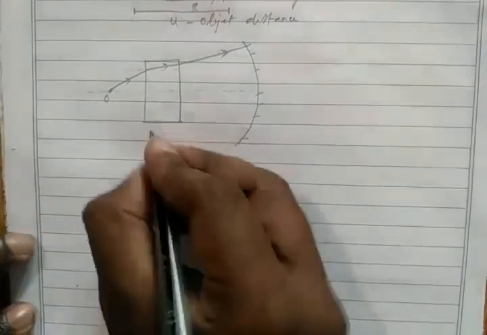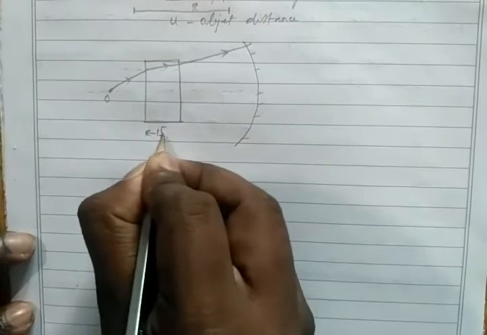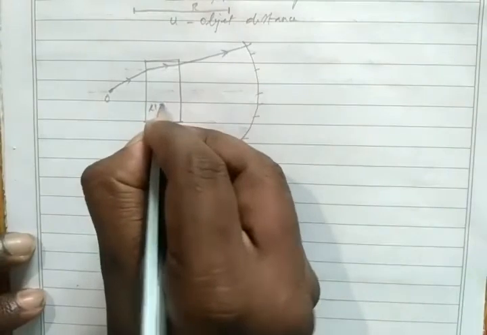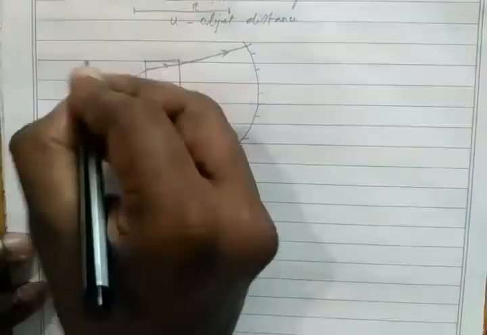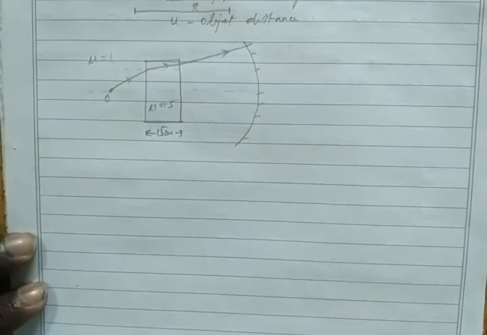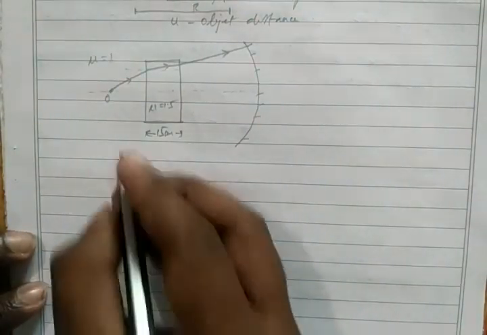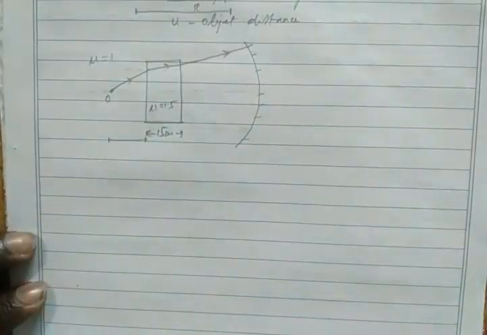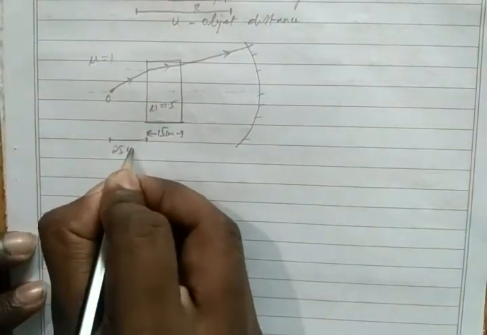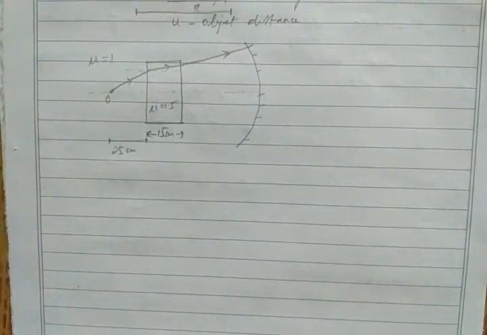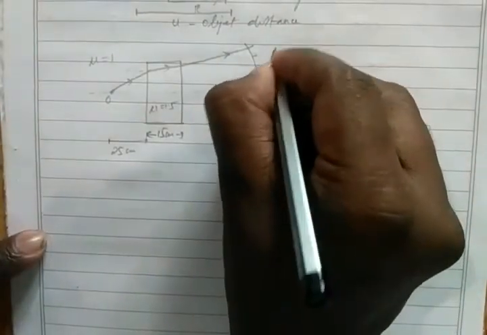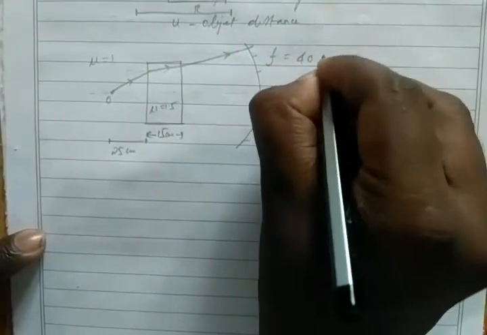So here the thickness is given as 15 centimeter and the refractive index of glass is given as 1.5, and the surrounding medium is air, of course. Refractive index is 1. The distance between object, this is irrelevant data, we need not use this data, but still it is given as 25 centimeter. So all we have to do is find the lateral shift. And another important data given is the focal length of the concave mirror, 40 centimeter.